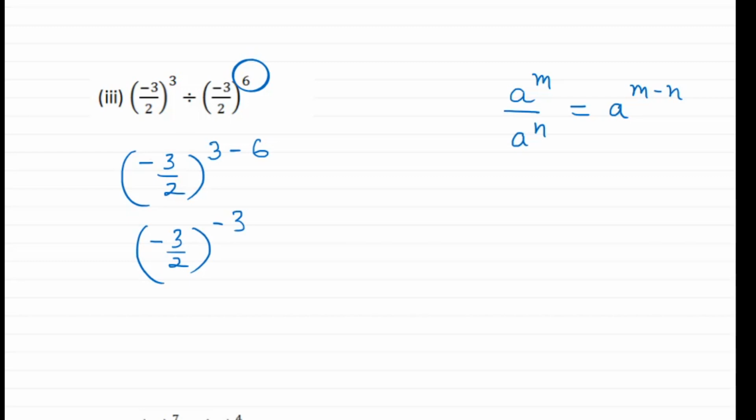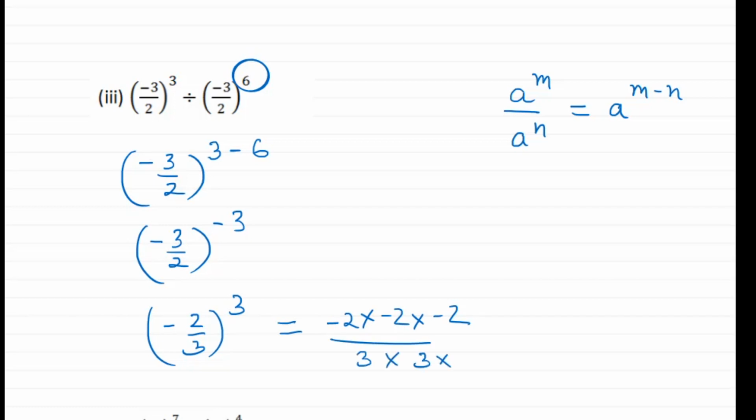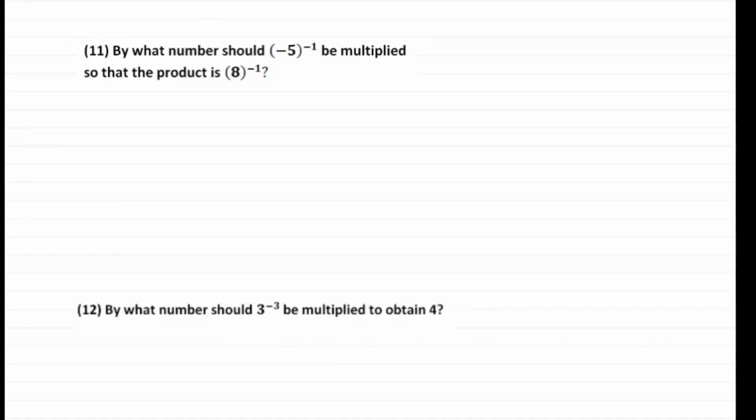So now we will take the reciprocal of it. So it will be (-2/3) whole cube. Now you can simplify it. So it will be -2 three times, and then denominator 3 again 3 times. So your answer will be -8/27. So this type of questions again you can do.